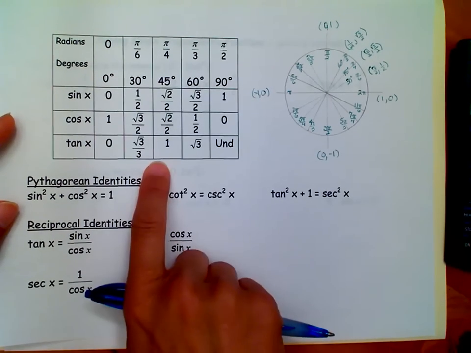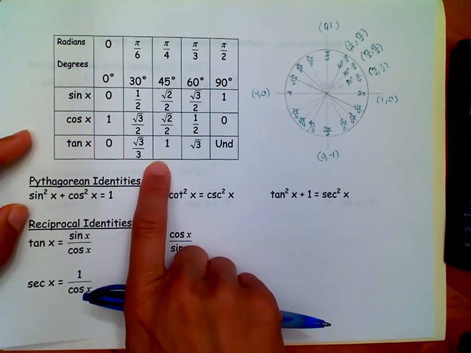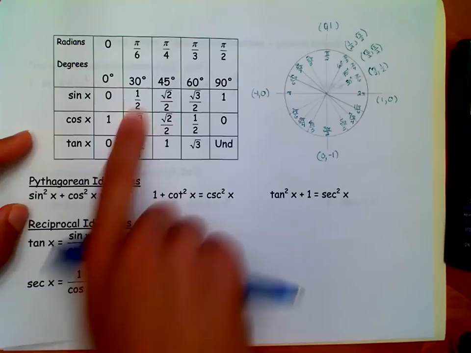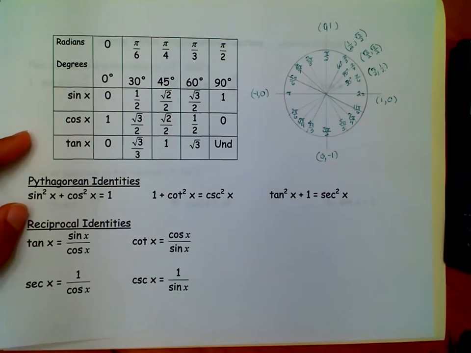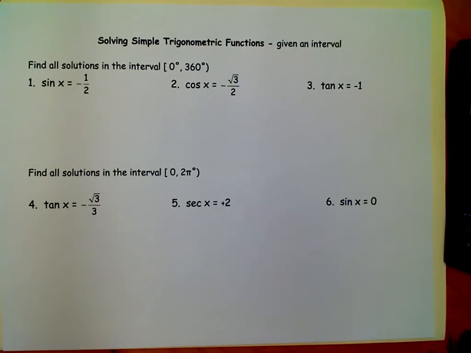But this little chart, unless you've memorized it, some teachers make you memorize when sine is 1/2, and then knowing in which quadrants sine, cosine, and tangent are positive and negative. So we'll use that in a minute. We'll start to solve. So these are some basic equations.